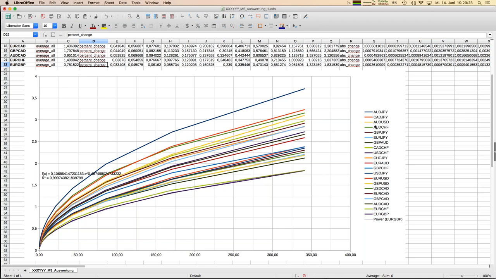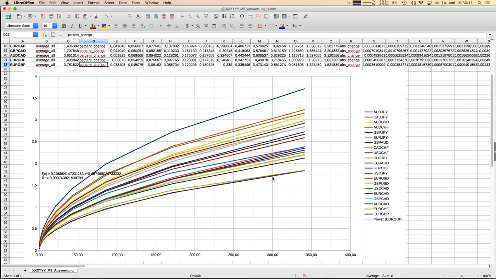The order here, the order of the legend here is in the order of magnitude. What does it tell you? If you ask yourself how many, and now the y-axis is percent change of the price, then you can say after 300, and this time it's hours, after 300 hours, the typical change of Australian dollar and Japanese yen is near to 3.5%. And on the other hand, if you look for euro Swiss franc or euro British pound, it's more than half of that.